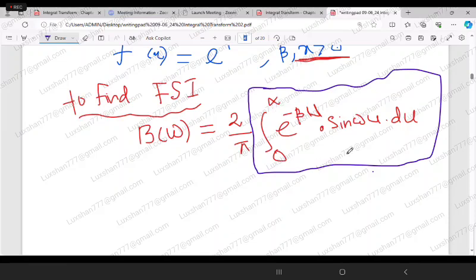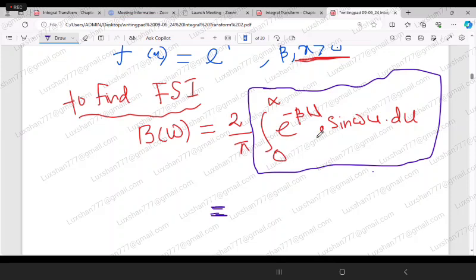So I can directly write the integration of this one. How? Can anybody tell me how I can directly write the integration of this one? Because our course is integral transform. So what is this? Can you identify or recognize this integration?